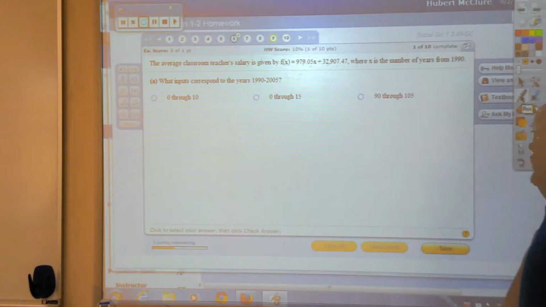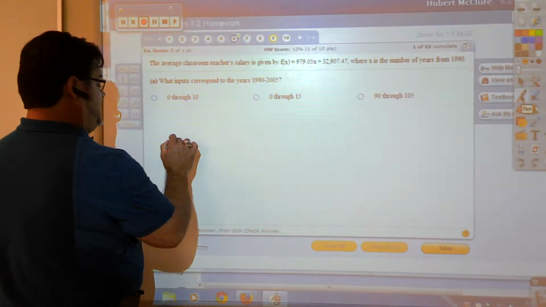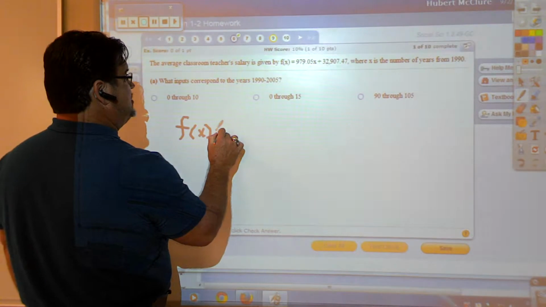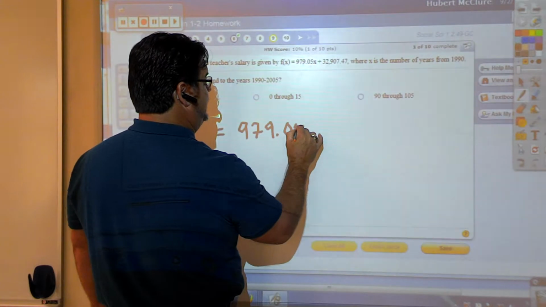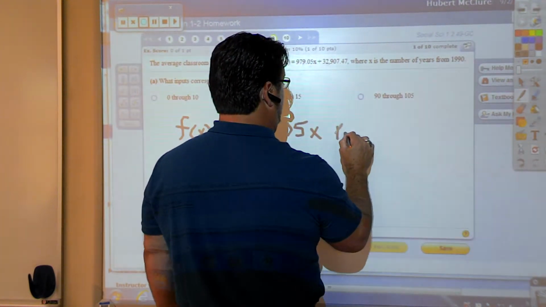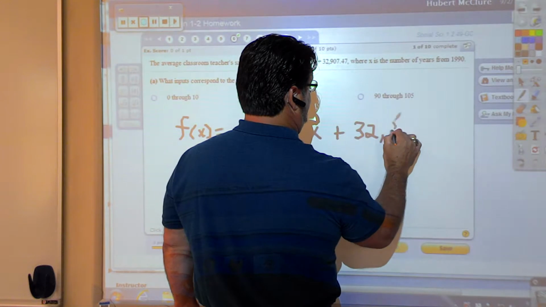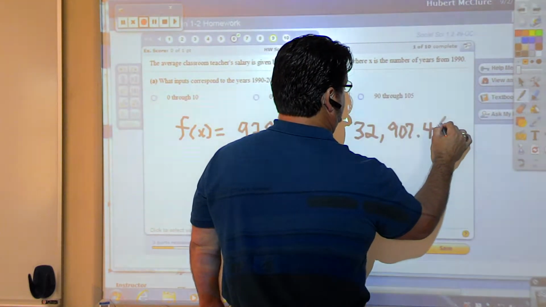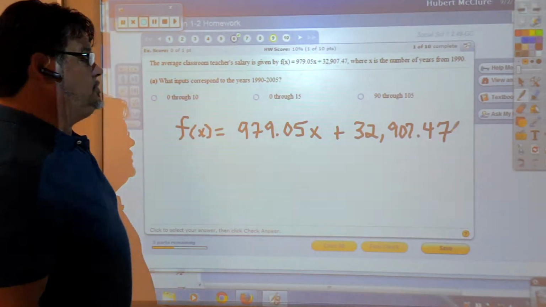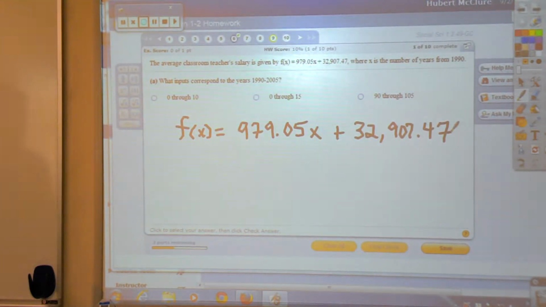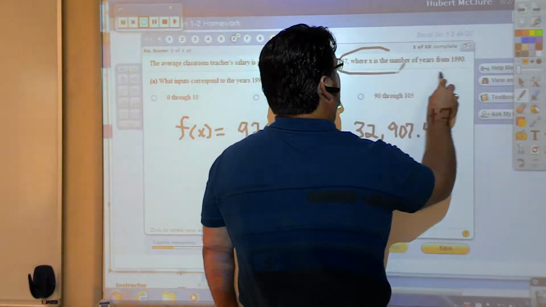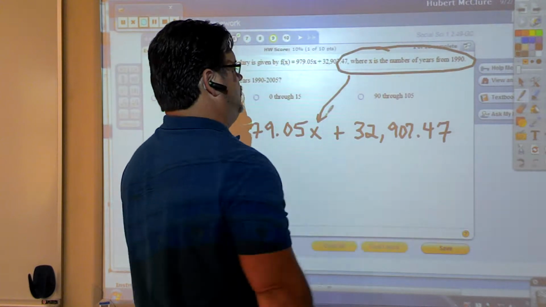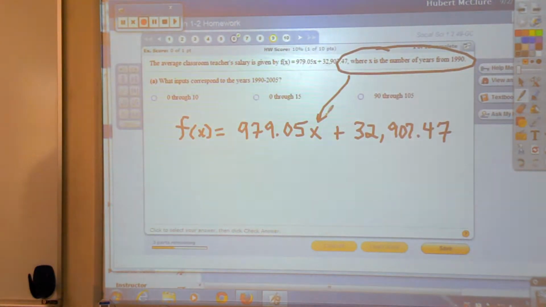All right, so I'm going to write it for you. f of x is equal to 979.05x plus $32,907.47. So there's your function. And they say x is the number of years from 1990. So what is that called? It starts with an E. Experience.